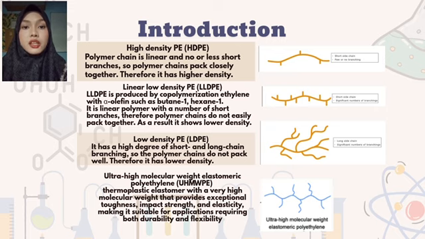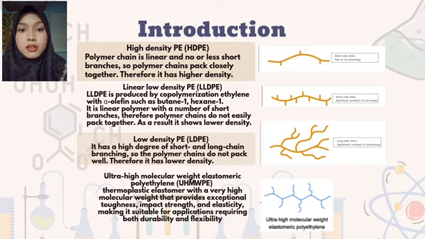Second, linear low-density PE, LLDPE. LLDPE is produced by copolymerization of ethylene with alpha olefins such as butene-1 and hexene-1. It is a linear polymer with a number of short branches. Therefore, polymer chains do not easily pack together. As a result, it shows lower density.